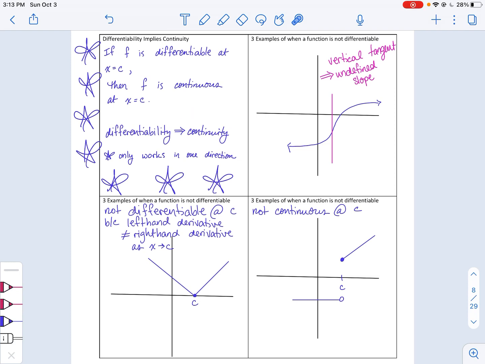So continuity does not imply differentiability, which makes sense if we look at this example here. This absolute value function is not differentiable at c because the left-hand derivative and the right-hand derivative are unequal. Then let's look at this function. It will not be differentiable at this particular value because we have a vertical tangent, and if we have a vertical tangent, then the slope is undefined. And then the third example for when a function is not differentiable is when the function is not continuous at c. Here we have a jump discontinuity.